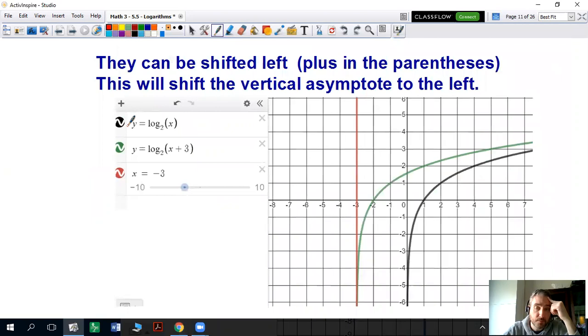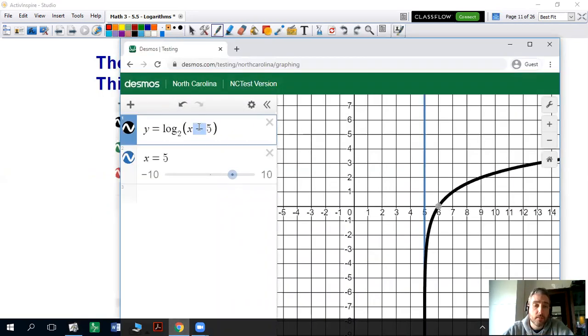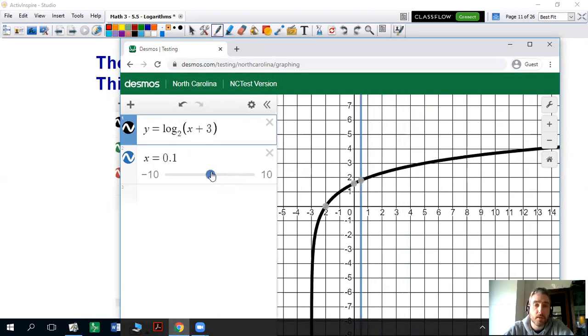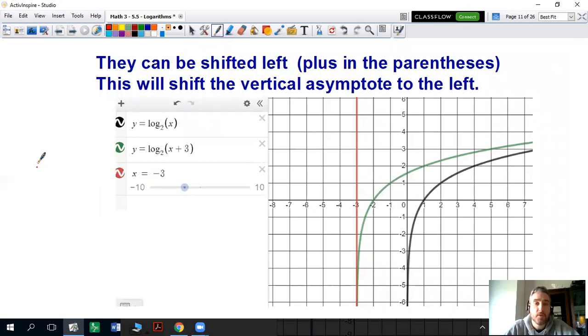Same thing going left. If I decided to go left 3, if I did +3, then that vertical asymptote would now be dragged to x equals -3. So it's going to follow wherever the shift you do, and again, it's going to be the opposite of the sign in here. So the vertical asymptote is -3 because it went left 3. And remember, with left or right movements, any function, same rules apply. If it goes left, it's going to be plus inside the parentheses. If it goes right, it's going to be minus inside the parentheses.